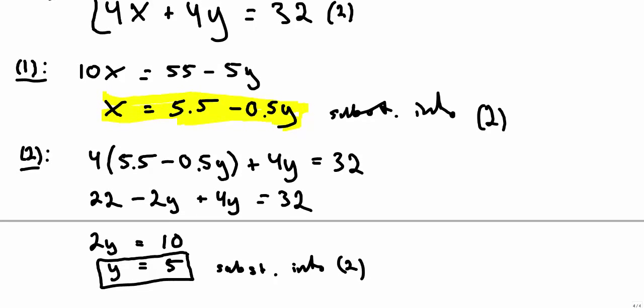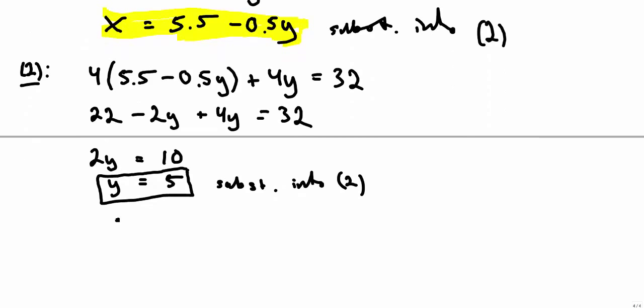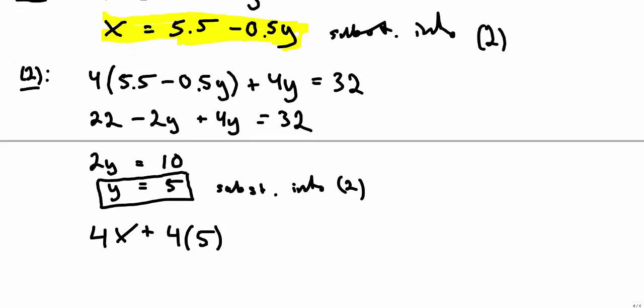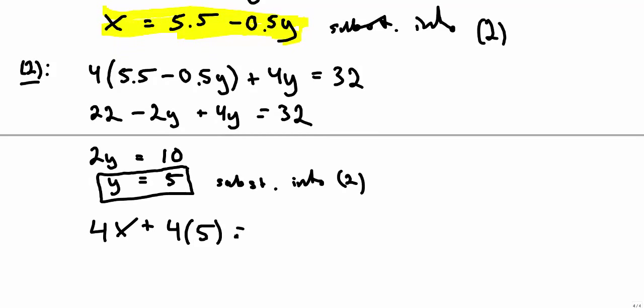Remember, 4x plus 4y, I'm going to write y is equal to 5, so bracket 5. And then finish off the equation, 4x plus 4y is equal to 32. Simplify a little bit, 4x plus 20 is equal to 32.